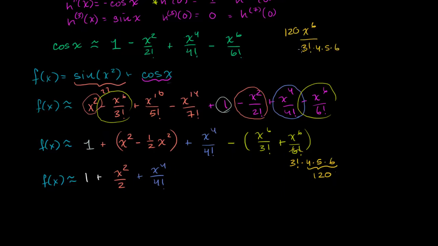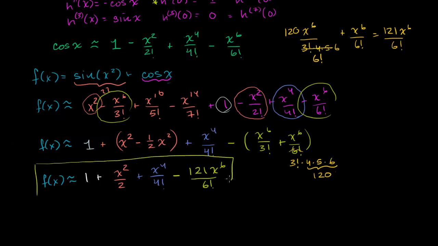And now we have the same denominator, because this is the same thing as 6 factorial. So you have 120 x to the 6th over 6 factorial plus x to the 6th over 6 factorial gives you 121 x to the 6th over 6 factorial. And we have this negative sign out here, so it becomes negative 121 x to the 6th over 6 factorial. And we're done. We figured out the first 4 non-zero terms of our f of x.